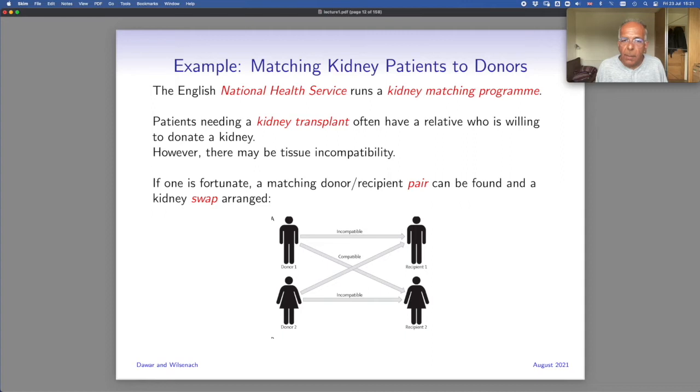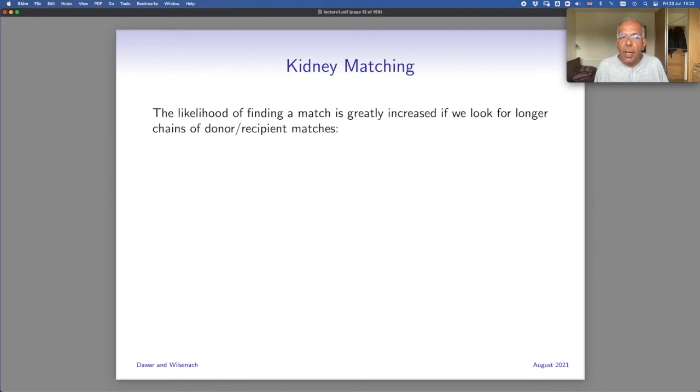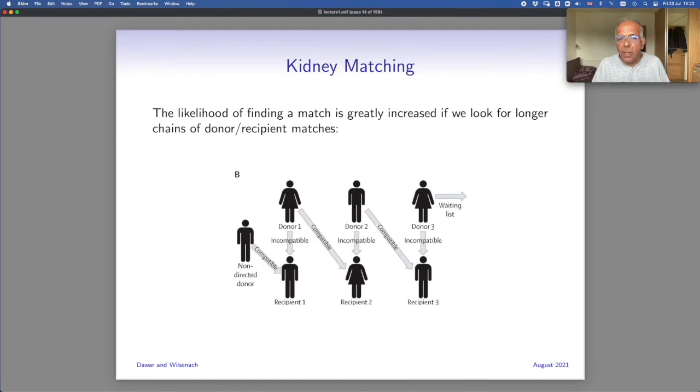In fact, that picture I've taken and showed you on the screen is taken from the actual kidney matching program as an illustration. Now, the chances of getting compatible pairs increases greatly if you have a bigger set of donors, a bigger set of recipients, and then you can set up a chain of compatible donors and so on. This illustration is also from the kidney matching program website.